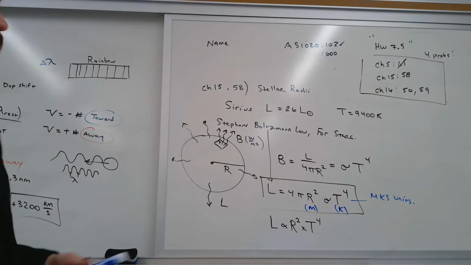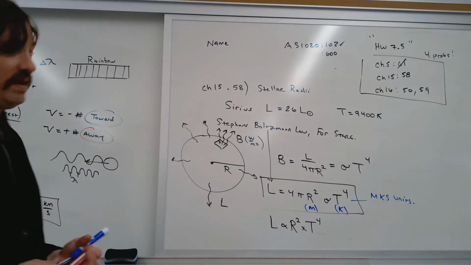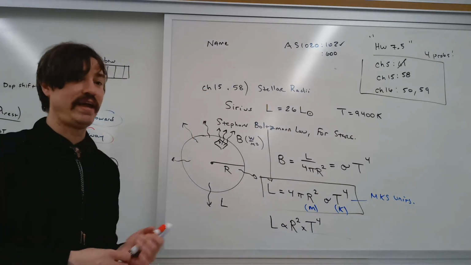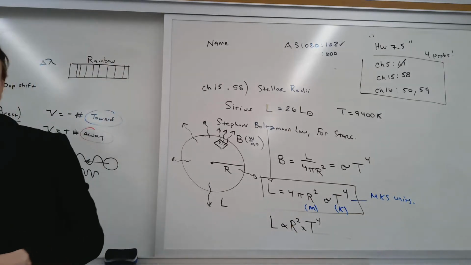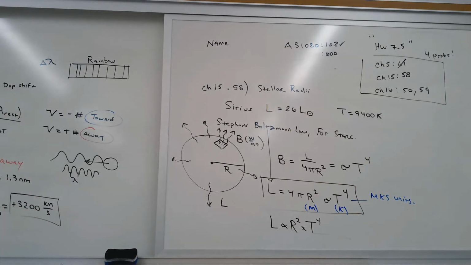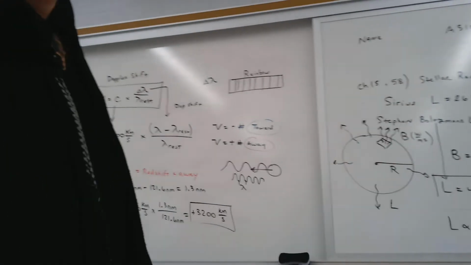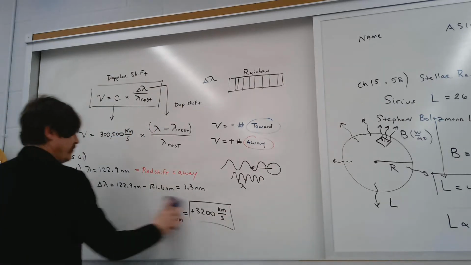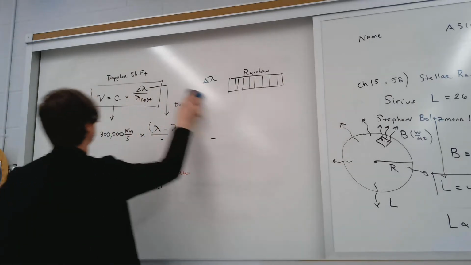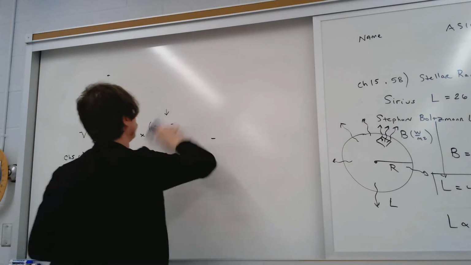This is chapter 15, number 58 that we're working on. And we just found out that the luminosity of a star is proportional to the square of its radius times the fourth power of its temperature. Now, looking over here, we can start the problem and we can play a little trickery to make this easier for us.